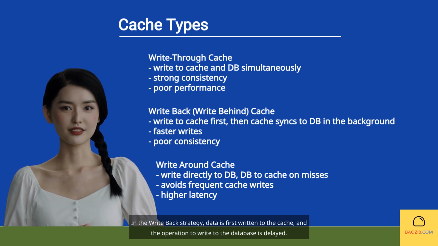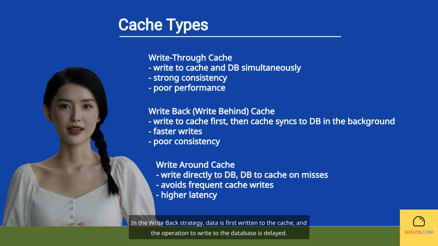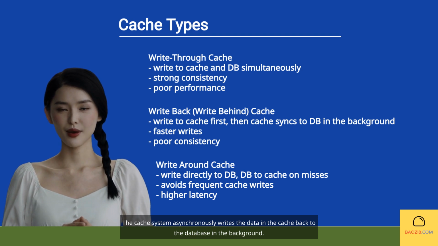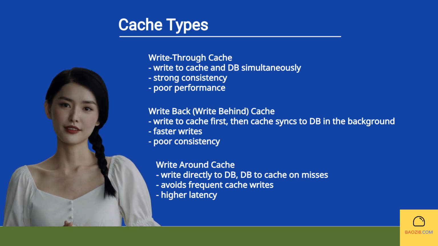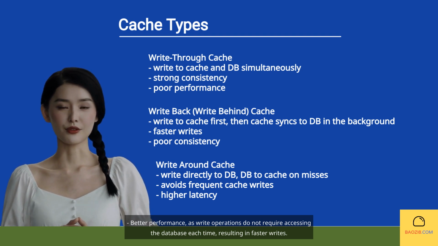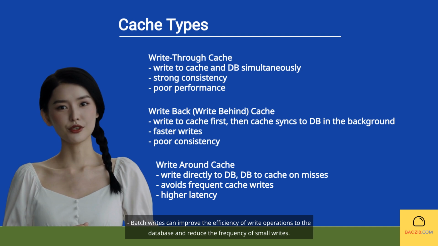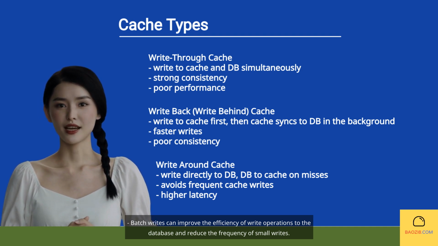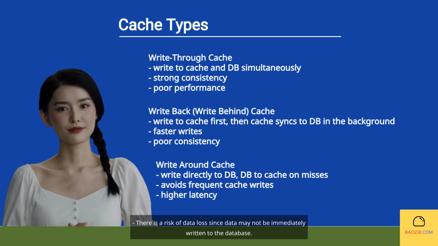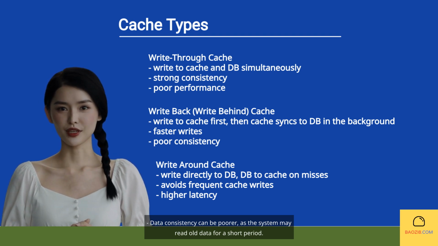In the write-back strategy, data is first written to the cache and the operation to write to the database is delayed. The cache system asynchronously writes the data in the cache back to the database in the background. Advantages: better performance, as write operations do not require accessing the database each time, resulting in faster writes. Batch writes can improve the efficiency of write operations to the database and reduce the frequency of small writes. Disadvantages: there is a risk of data loss since data may not be immediately written to the database. Data consistency can be poorer, as the system may read old data for a short period.